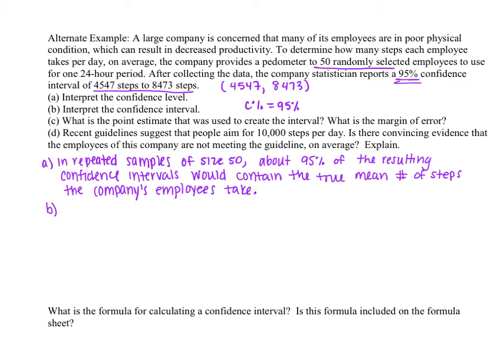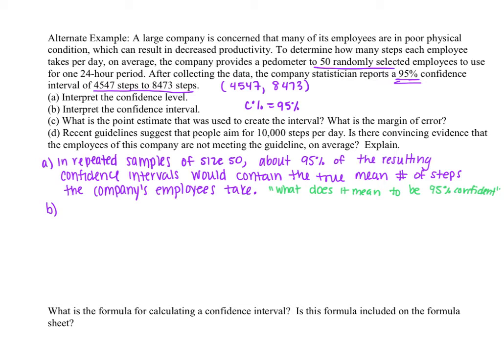So the first one was, what does it mean to be 95% confident? That's the confidence level. And then part B is the actual confidence interval. So you would say that we're 95% confident that the true mean number of steps the company's employees take is between 4,547 and 8,473.